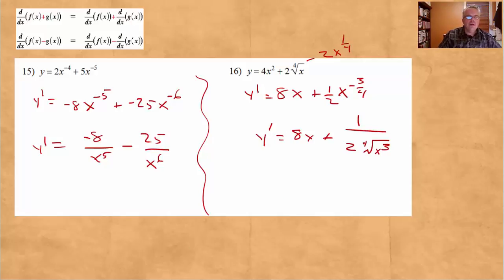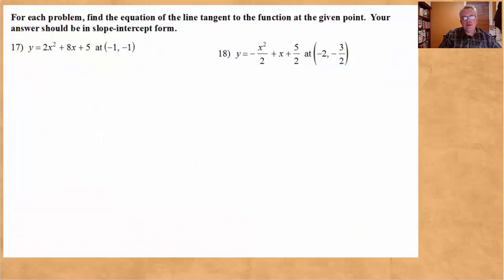Alright, I got one last slide here, a couple examples. So just to remind us about this, is kind of our main goal. We're taking derivatives to find the slope of the tangent line, or even the equation of the tangent line at a given point. So it says for each problem, find the equation of the tangent line to the function at the given point. Your answer should be in slope-intercept form. I don't know if we'll leave it in that form, but we'll find the equation.